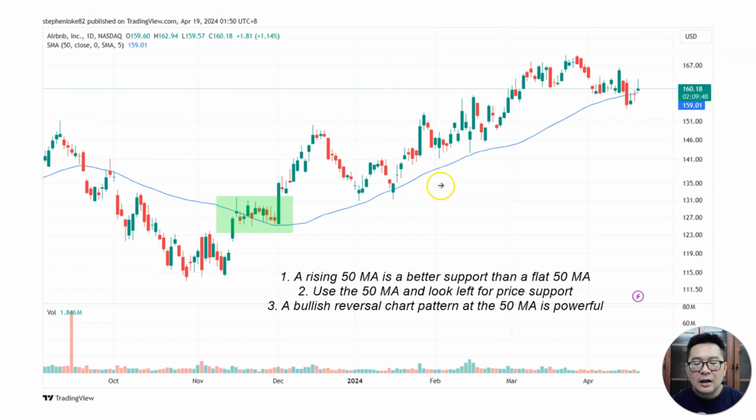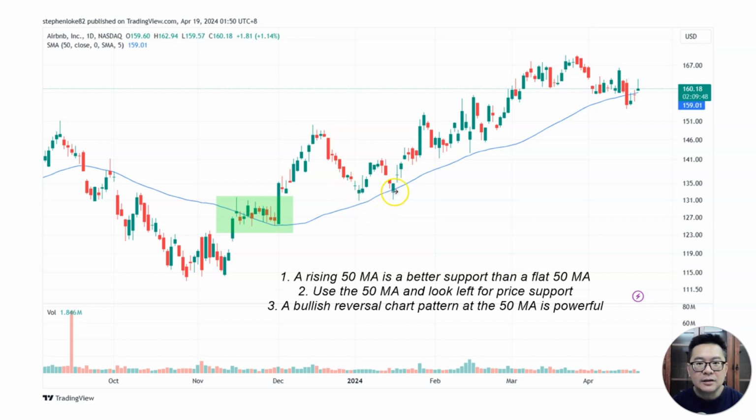Now here are some other tips or rules that you should take into consideration. Number one is a rising 50 MA is a better support than a flat 50 MA. So this is a declining MA, here is flat, but a rising MA is a better support than a flat 50 MA. The reason is this: when the 50 MA is rising, generally it's telling us that the stock is bullish bias in the midterm.